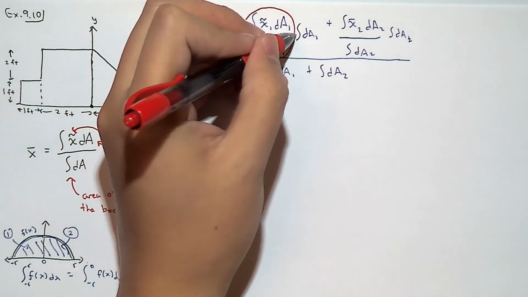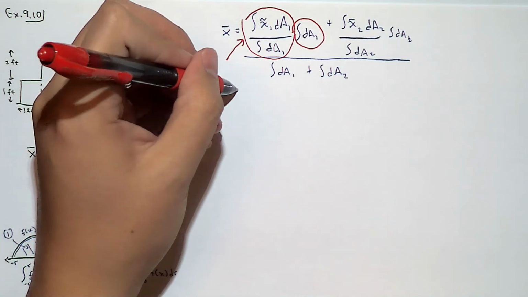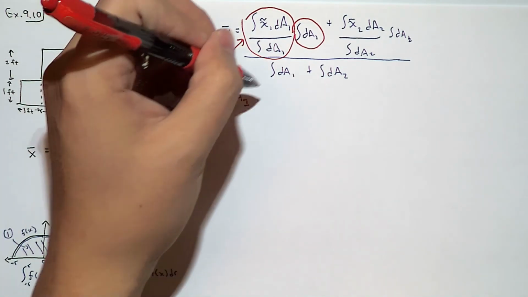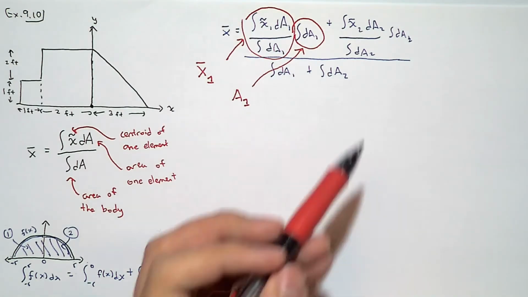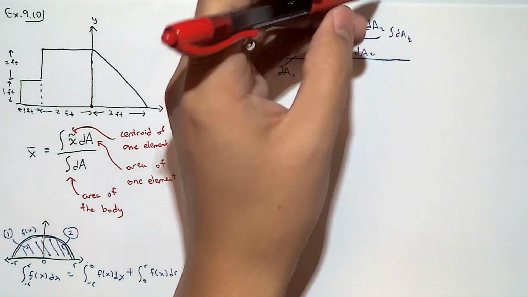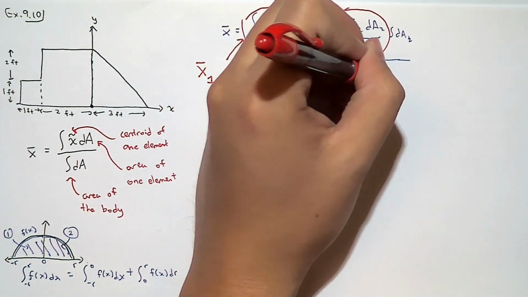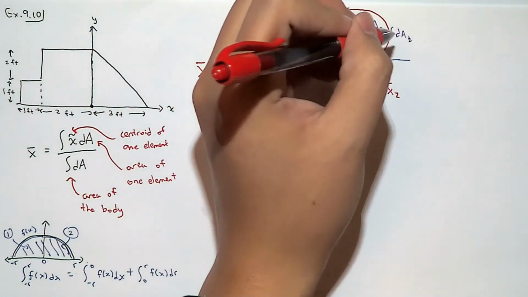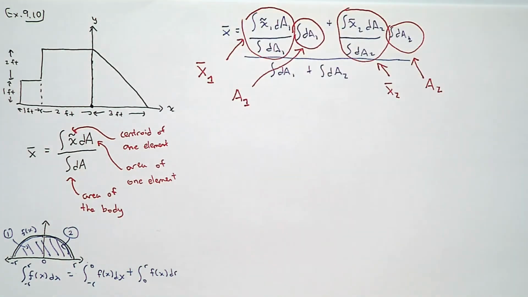And this integral of dA, what did that represent? Yeah, the area of that first segment, okay? So area 1. Likewise, we have the centroid of the second segment multiplied by the area of the second segment.